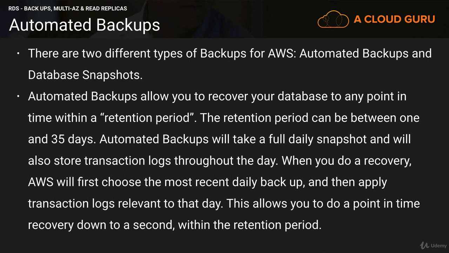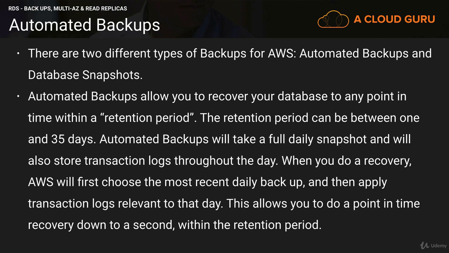Before we get onto that though, let's just start with some backups. So there's two types of backups for AWS. There's automated backups and there's database snapshots. Now automated backups will allow you to recover your database to any point in time within a retention period, and the retention period can be between 1 and 35 days. Automated backups will basically take a full daily snapshot and will also store transaction logs throughout the day.